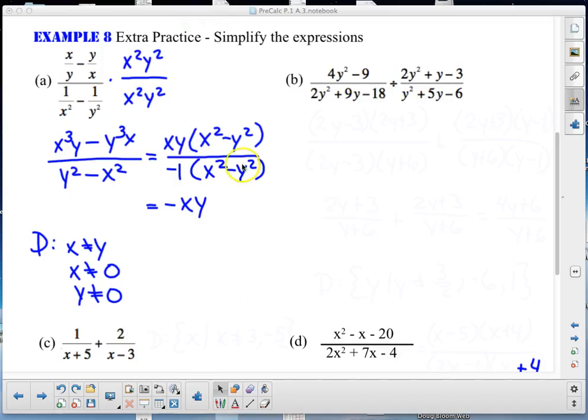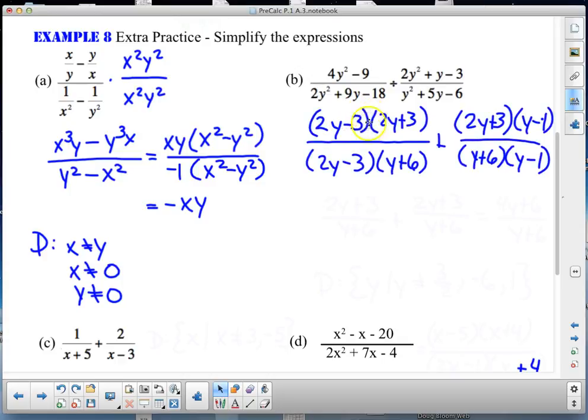Okay, so now in AB, this looks like a division, but it's a plus sign. We've got 4y squared minus 9 all over 2y squared plus 9y minus 18, plus 2y squared plus y minus 3 all over y squared plus 5y minus 6. So I'm going to factor this 4y squared minus 9, and I've got 2y minus 3 times the quantity 2y plus 3. Here, it's 2y minus 3 times y plus 6. Over here, I have 2y plus 3 times y minus 1. And down here, I have y plus 1 times y minus 1.